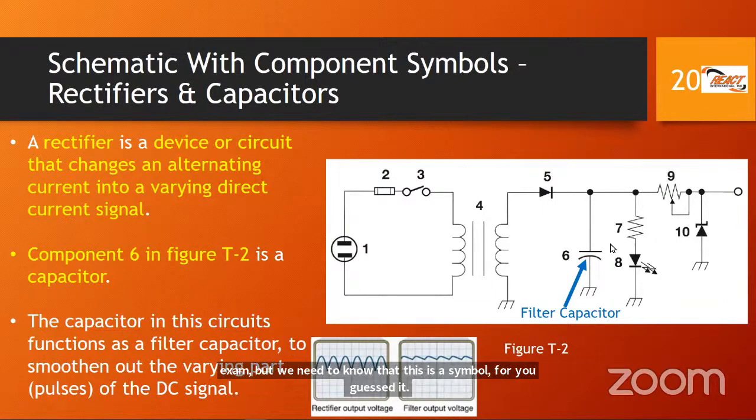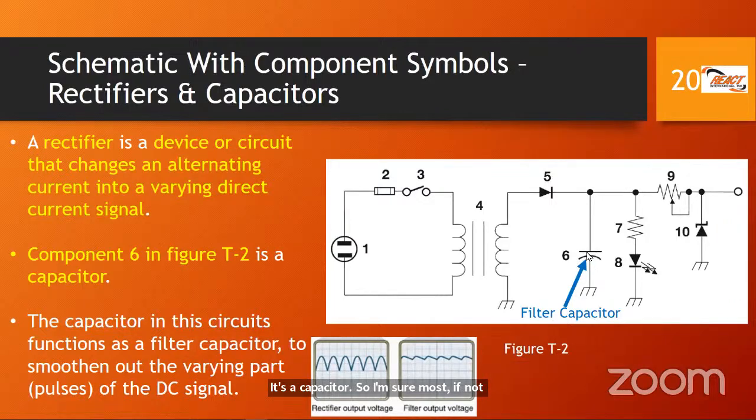So I'm sure most, if not all of us, are starting to say, but look at that component. I know what that is. It's a capacitor. I'm seeing other components. Look at the diode. I know what that is. A transformer. So we're getting quite familiar with the various electronic components that we will encounter as amateur radio operators, as hams.